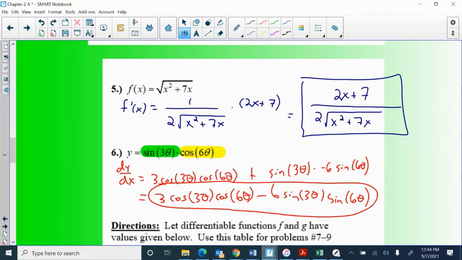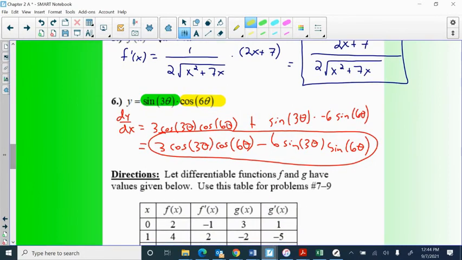Now for 6, I have a product of 2 functions, and within that product, there are chain rules. So I can only do one derivative at a time. The derivative of sine of 3 theta is 3 cosine of 3 theta, but then I have to leave cosine of 6 theta alone. And since I didn't do its derivative, I don't multiply by 6. And then now I leave sine of 3 theta alone, and I do the derivative of cosine of 6 theta, which is negative 6 sine of 6 theta.